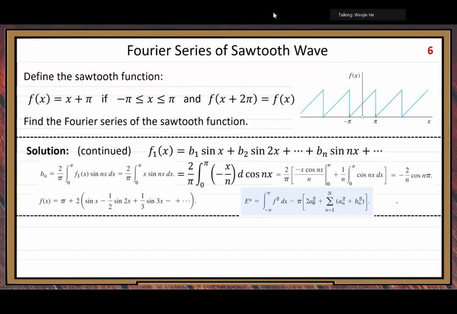So here we already added this pi, because for f1 we do not have this pi term. Think about it: for f1 we only have the sine terms. So for little f(x), here we already add this constant pi there.